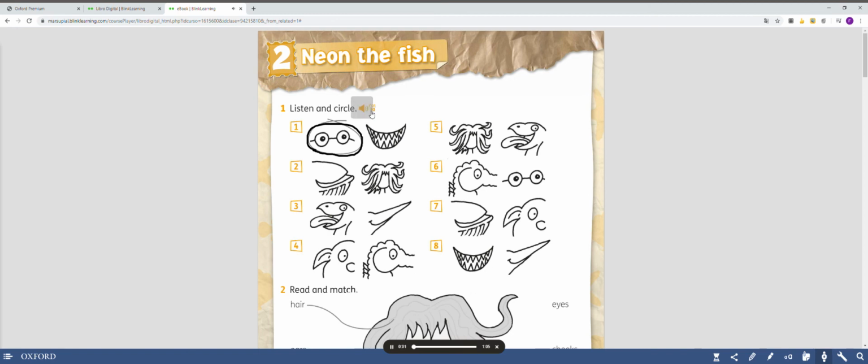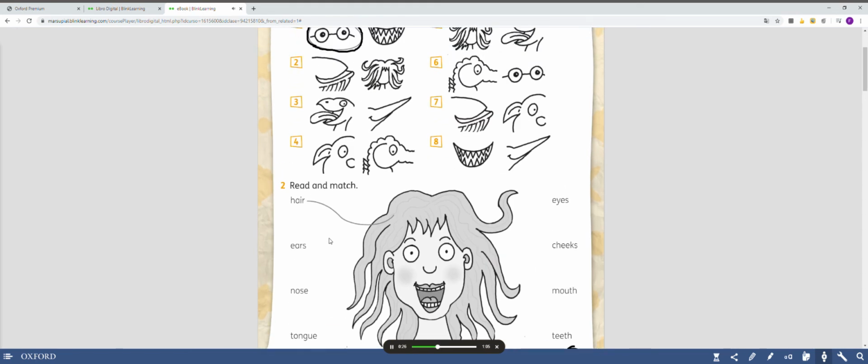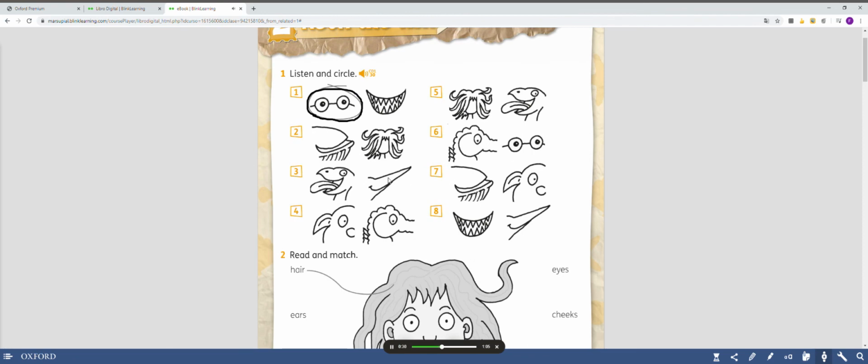1, 2, 3. Activity book, unit 2, lesson 1. Listen and circle. Number 1. I've got eyes. Number 2. I've got hair. Number 3. I've got a nose. Number 4. I've got ears. Number 5. I've got a tongue. Number 6. I've got cheeks. Number 7. I've got a mouth. Number 8. I've got teeth.